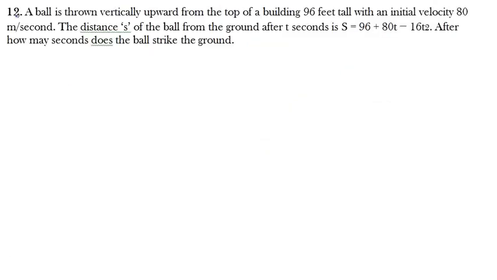So here is the 12th one. Solution: a ball is thrown vertically upward from the top of a building 96 feet tall, with the initial velocity 80 meters per second, and the distance s of the ball from the ground after t seconds is s equal to 96 plus 80t minus 16t square. Yes, 16t square is not given in this one, so this question is different from that question.